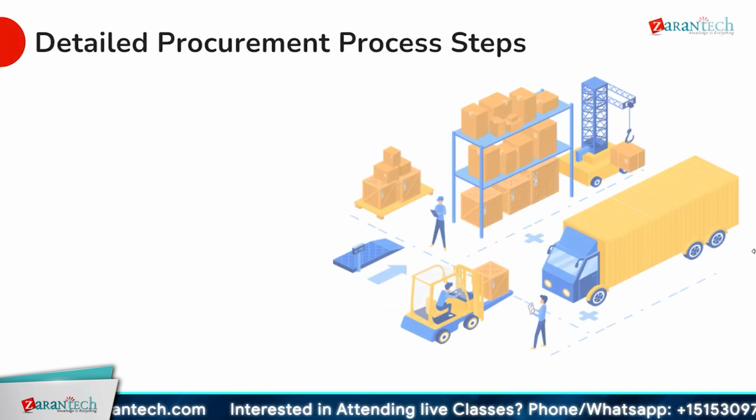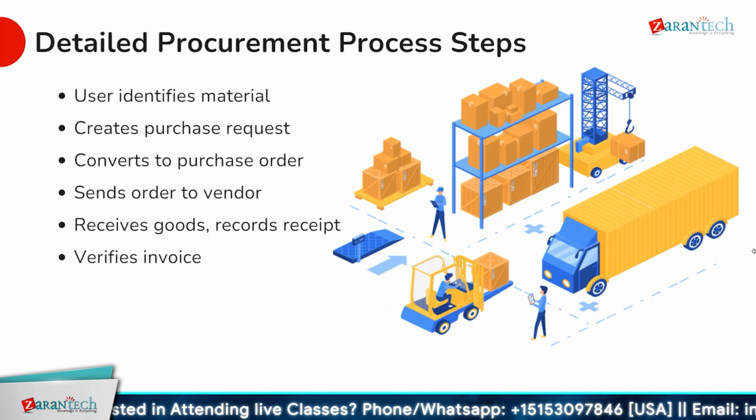Now, we move on to detailed procurement process steps. Let us dive deeper into the detailed steps involved in the SAP MM procurement process. It starts with the user identifying the required material based on various factors such as production schedules, sales orders, or inventory levels. The user then creates a purchase requisition in SAP MM specifying the material details, quantities, and delivery requirements. The purchase requisition undergoes an approval process based on predefined organizational policies.